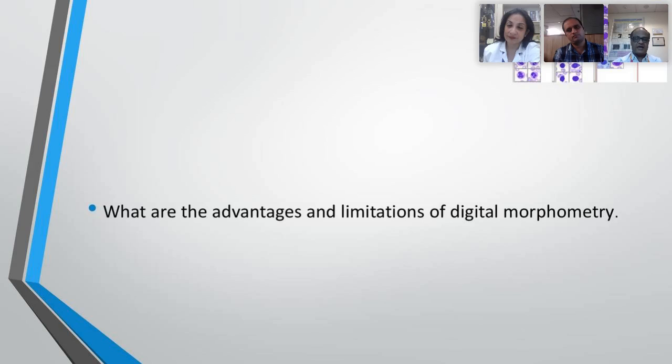Even in the digital morphometry, as we were talking about the limitations, that can be conquered only with time and the feedback we give to the manufacturer, so that they will be able to give us better software to classify these cells. That's what I feel.